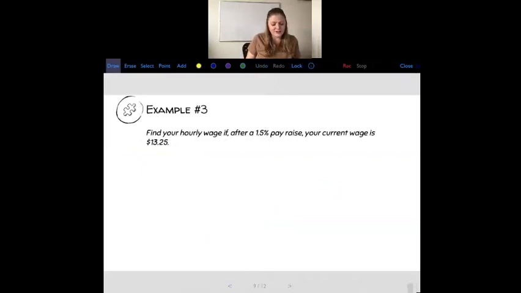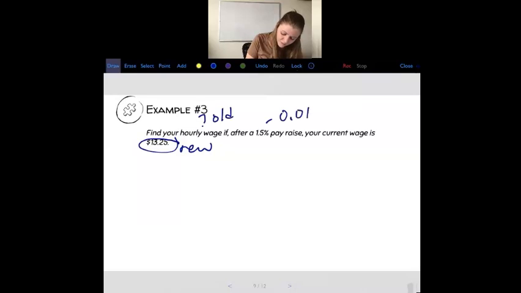Example 3. Find your hourly wage if after a 1.5% pay raise, your current wage is $13.25. So in this case, you're actually given the new value. Okay, and it's a pay raise, so we're going to be talking about a markup problem here because your current rate increased from your previous rate. Find your hourly wage. This would be find the old, and this would be 0.015 as a decimal.